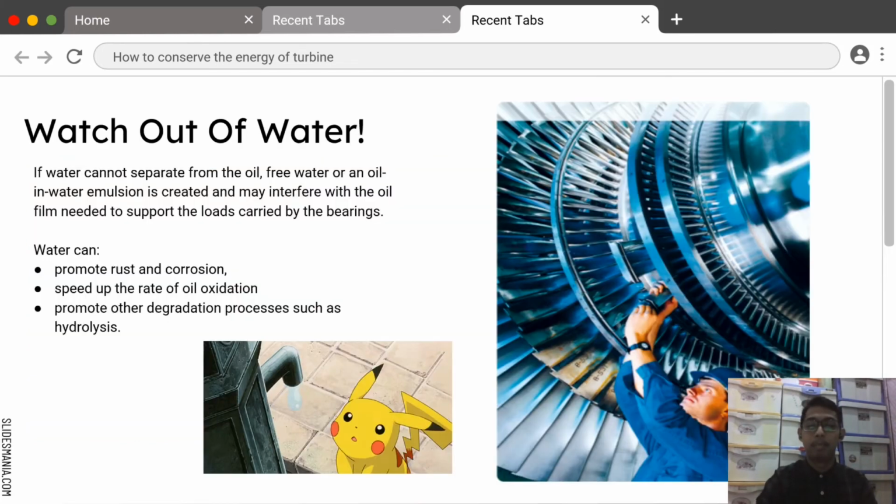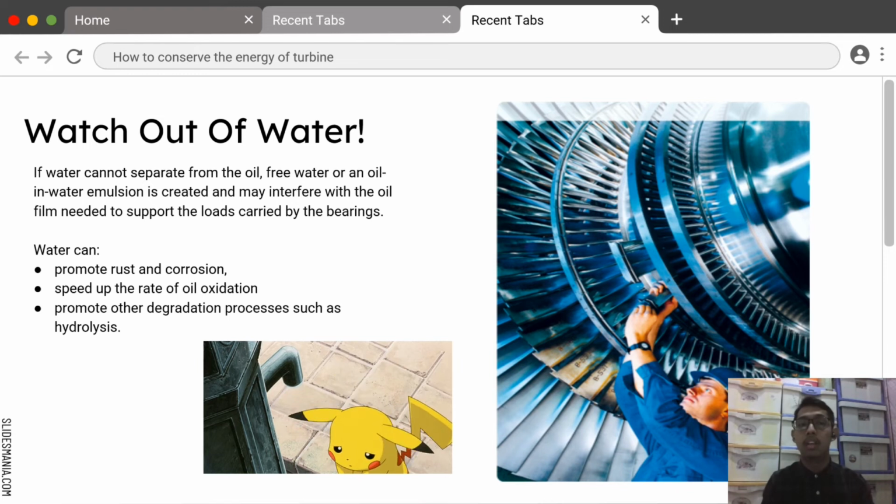Next is watch out for water. If water cannot separate from the oil, free water or an oil in water emulsion is created and may interfere with the oil film needed to support the load carried by the bearing. If we do not separate the water from the oil, it cannot perform well, because mostly bearing and gears are covered with oil, and if there is water in that oil, the oil cannot function well.